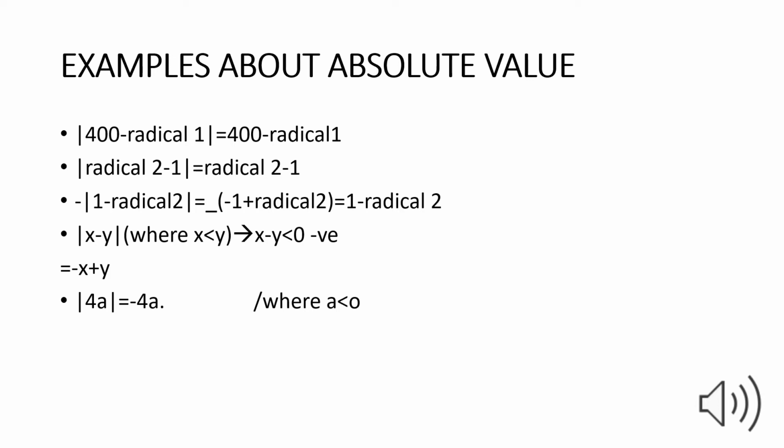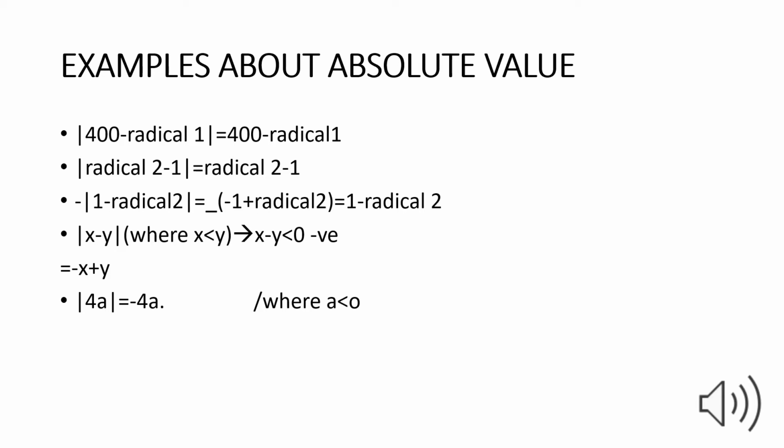3. Minus outside, absolute value of 1 minus radical 2. We leave minus outside the bracket, minus 1 plus radical 2, because radical 2 squared is equal to 2, 1 squared is equal to 1, and radical 2 has a negative sign and is greater than 1. So we multiply by a negative number: minus bracket minus 1 plus radical 2. So we get 1 minus radical 2.